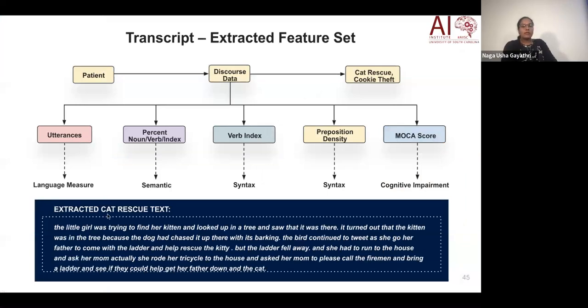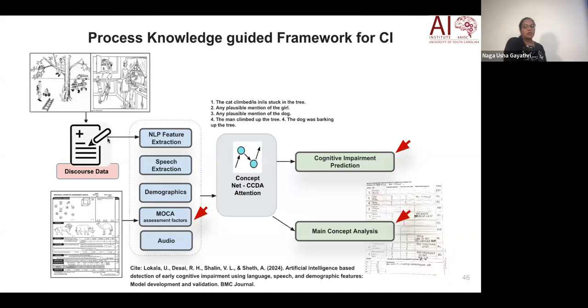Okay. So for example, this is the text extracted from the cat rescue picture, and we automatically extract the number of utterances, percentage of nouns, verb index, and proposition density from the text. We use the MoCA score to label this text. We have MoCA scores for all the discourse texts here, and we use that to label the text initially as mild, moderate, or at risk. The data is a combination of both healthy controls, that means healthy adults, and also impaired adults. So this is the overall framework for MCI.